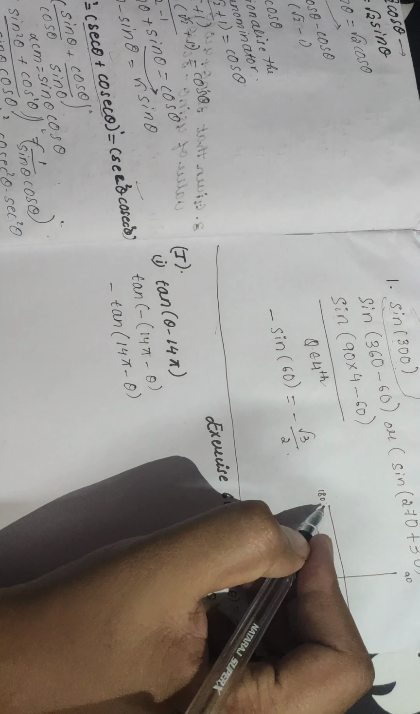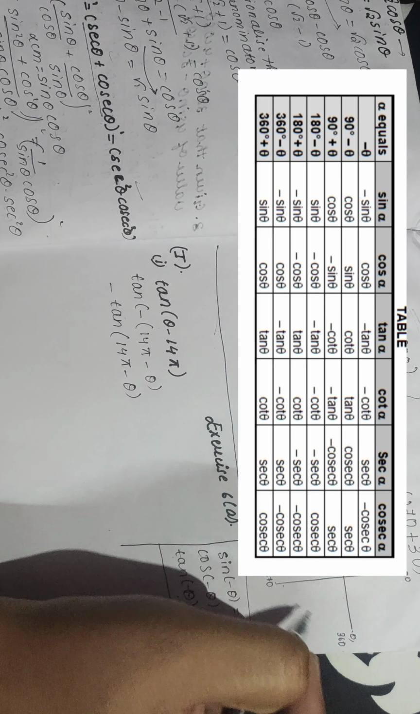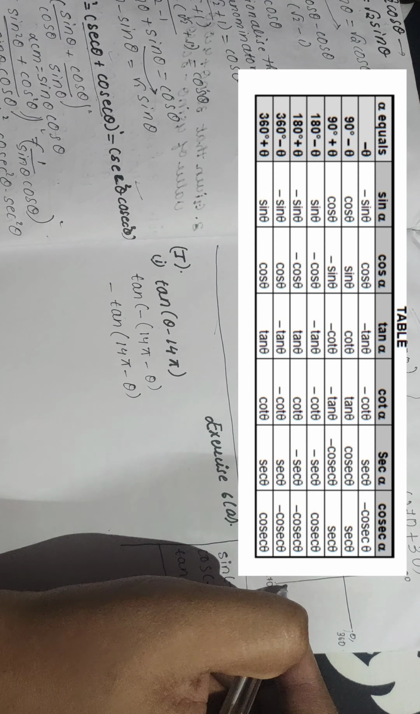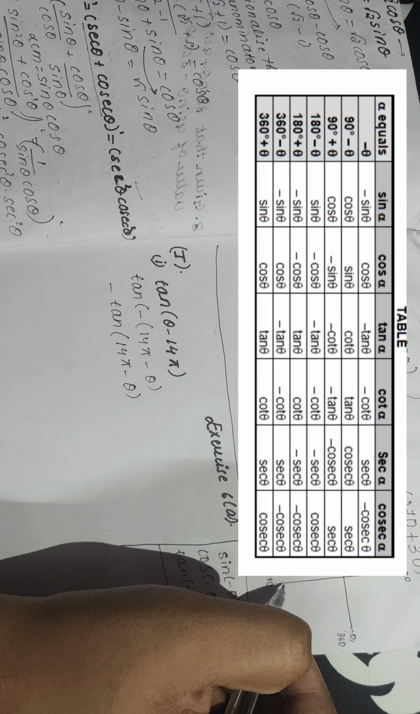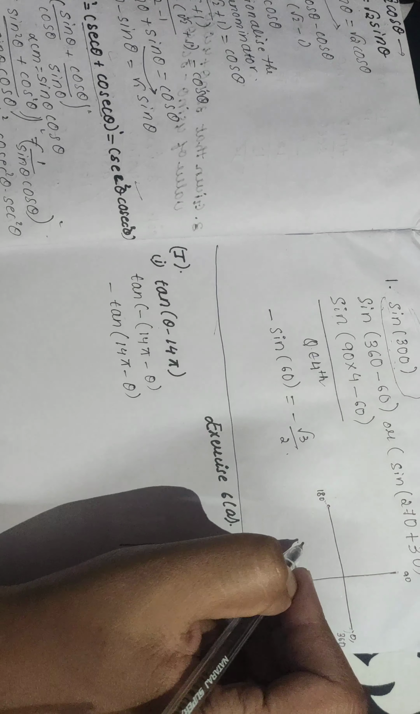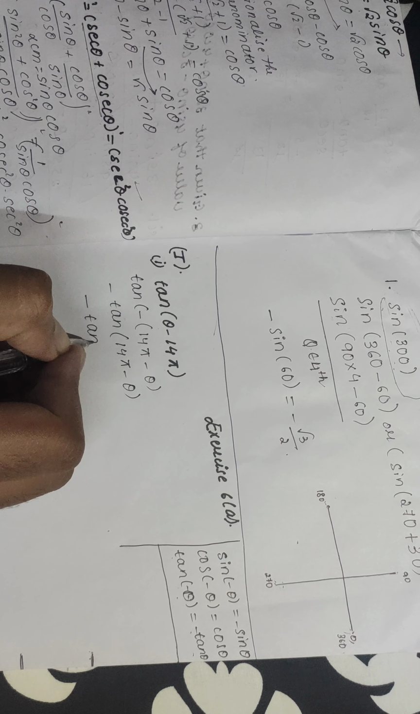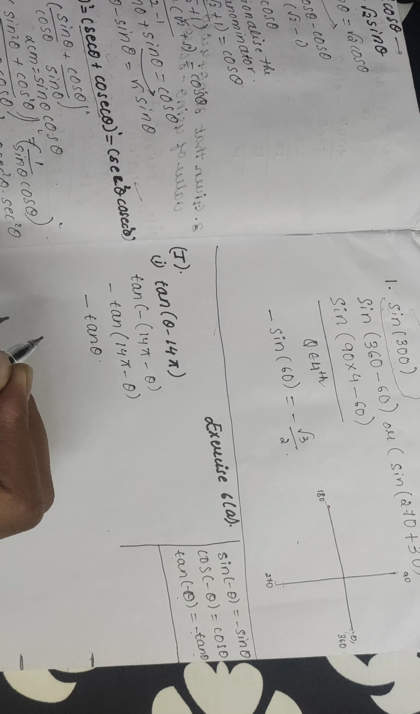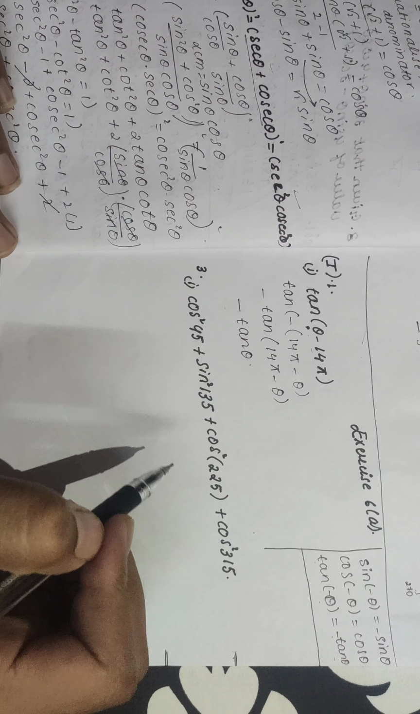So calculate 14 times from 180. 1, 2, 3, 4, 5, 6, 7, 8, 9, 10, 11, 12, 13, 14. 14 and 14 minus theta lies in third quadrant, which means that tan value is positive. So this is minus tan theta. So let's go into next sum.